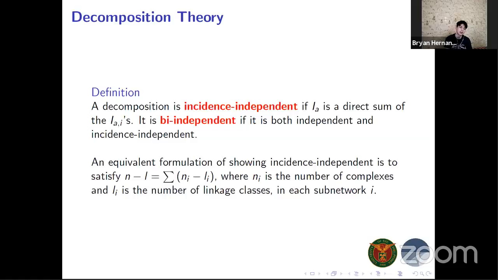So you actually have to compute n minus L of the whole network, and then you compute n minus L for each of the subnetworks, and you take the sum. If the sum is equal to n minus L of the whole network, then the decomposition is incidence independent. So this is another way of showing incidence independence for a decomposition.